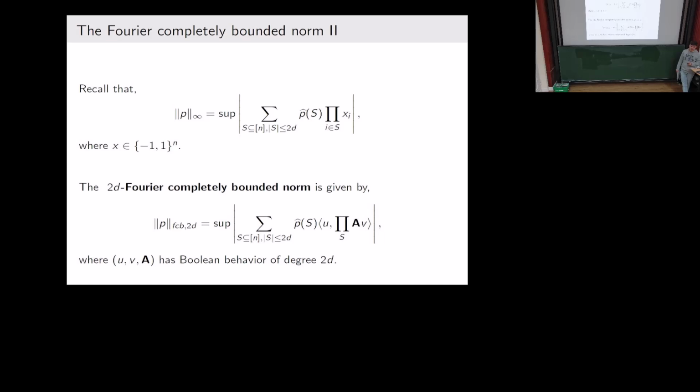Do I understand correctly that this Boolean behavior in particular means that your matrices on these vectors you can just commute? Yes, you can commute them. You can substitute two matrices in any place, yes, but with respect to these vectors.